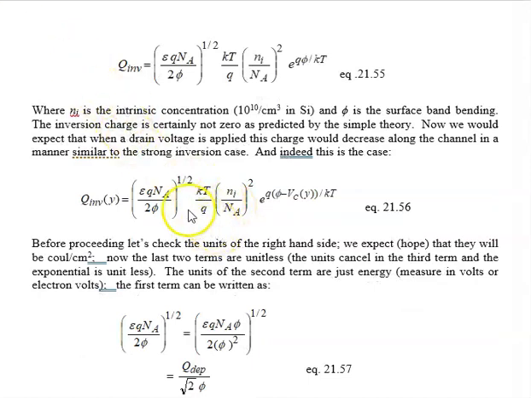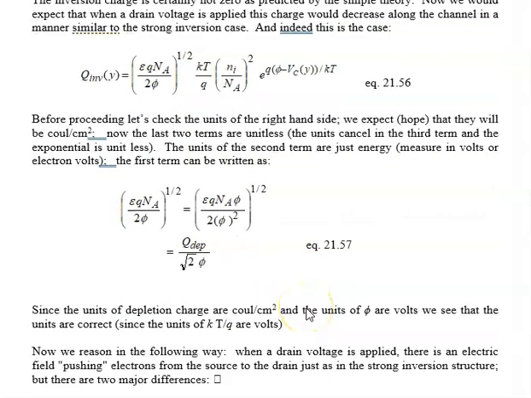So, like we do in so many cases, we want to check to make sure our units are right. So let's see if the units work out here. This is unitless because it's centimeters to the -3 divided by centimeters to the -3. This is always unitless, so we don't have to worry about that. So really we're interested in this term. This is kT over q, which is in volts. And so let's see what the units of all of this stuff is right here.